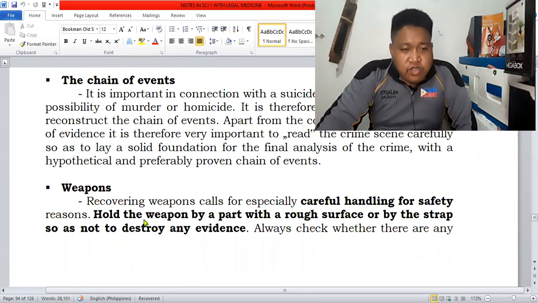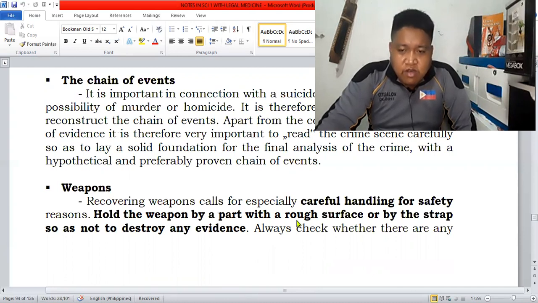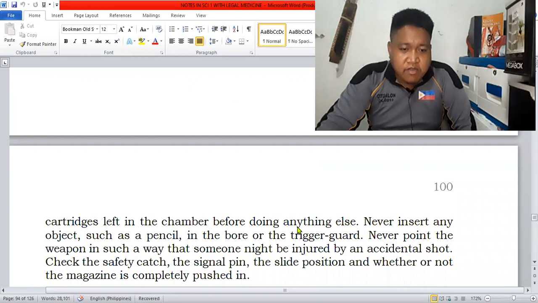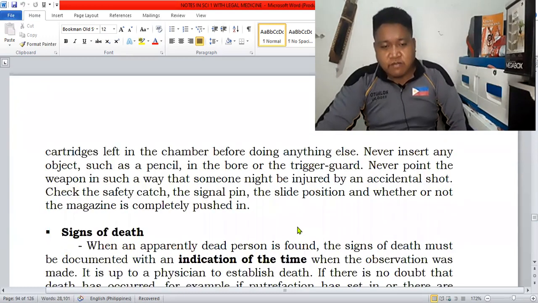For weapons, in cases of suicide, recovering weapons calls for especially careful handling for safety reasons. Hold the weapon by a part with a rough surface or the strap so as not to destroy any evidence. Always check whether there are any cartridges left in the chamber. Never point the weapon, and check the safety catch, the signal pin, the slide position, and whether or not the magazine is completely pushed in.